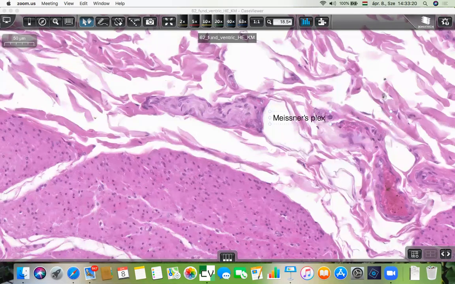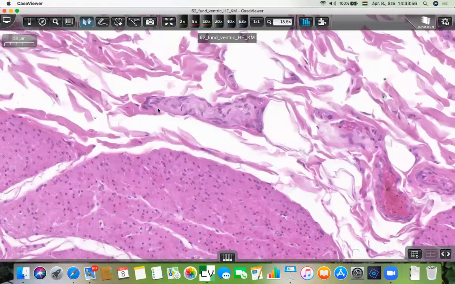Meissner's plexus has parasympathetic ganglionic cells, but here we can see exactly just the nerve fibers. So Meissner's plexus is also part of the enteric nervous system and innervates the wall of the vessels in the submucosa, and also innervates the muscularis mucosae. So eventually the movements of the mucosa.